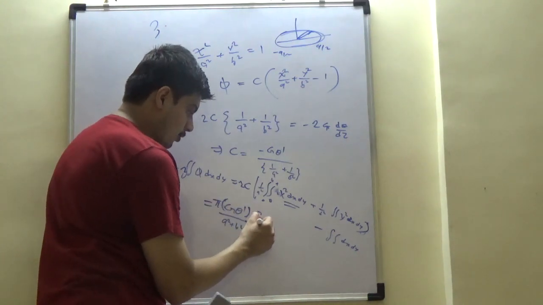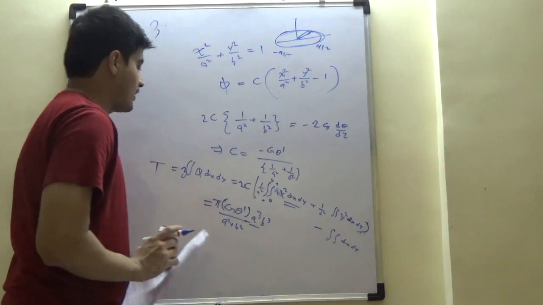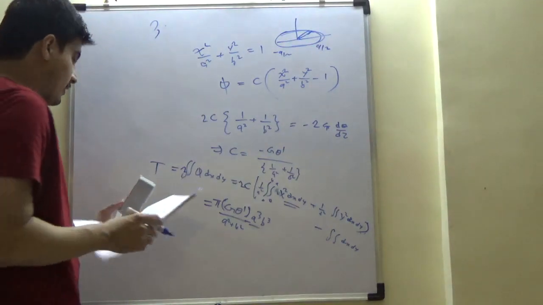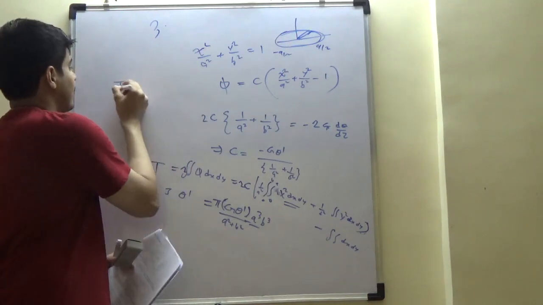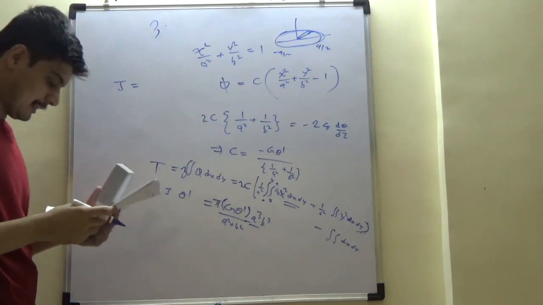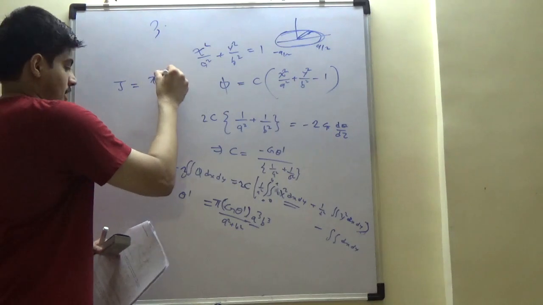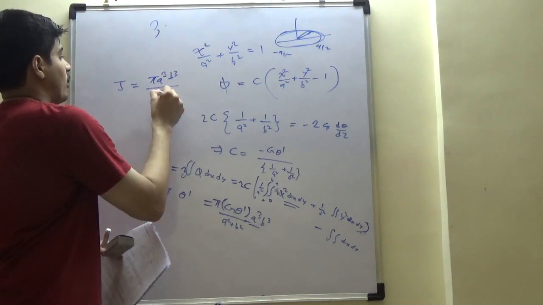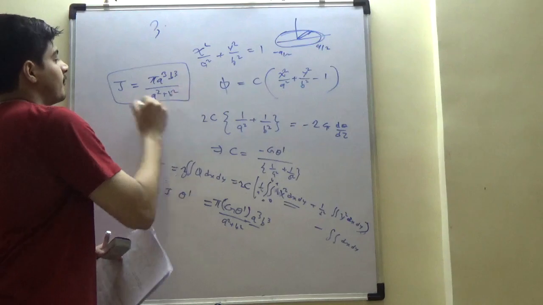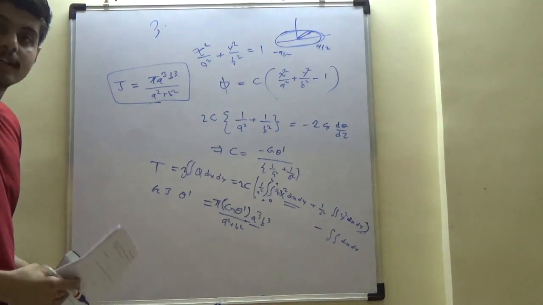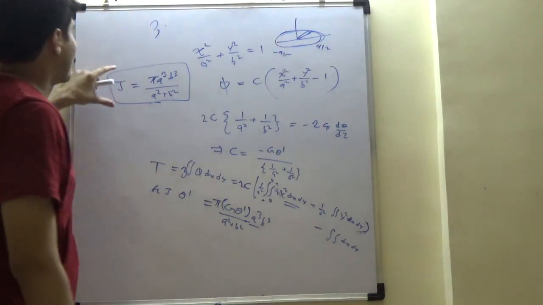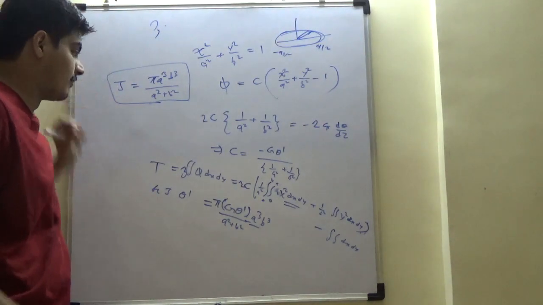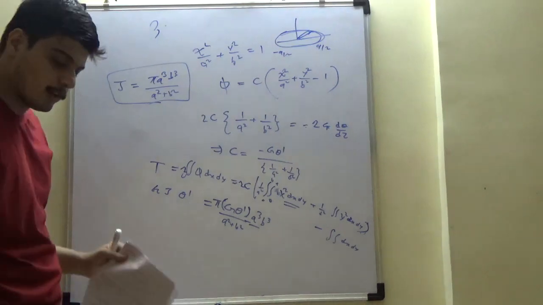theta dash a cube b cube upon a square plus b square is torque. So this is equivalent to GJ theta dash. So the J, the rotational inertia for ellipse, is pi a cube b cube upon a square plus b square. Extremely important analogy. So the moment you know eccentricity and semi-major axis, you know the J of the elliptical solid section. This is another important result that we looked at.